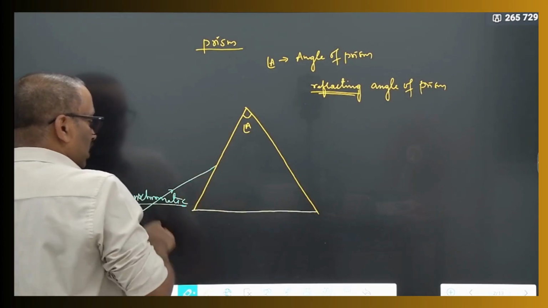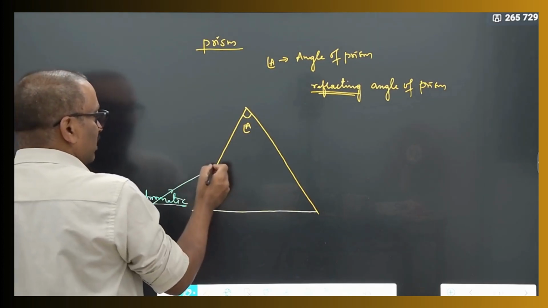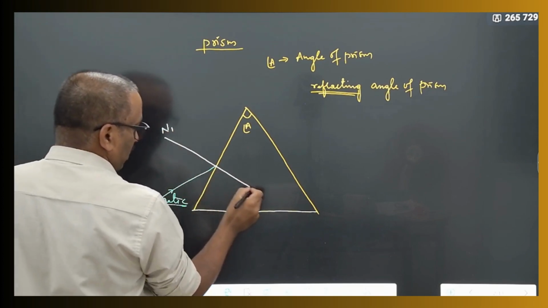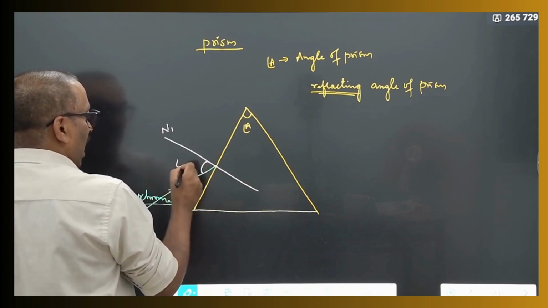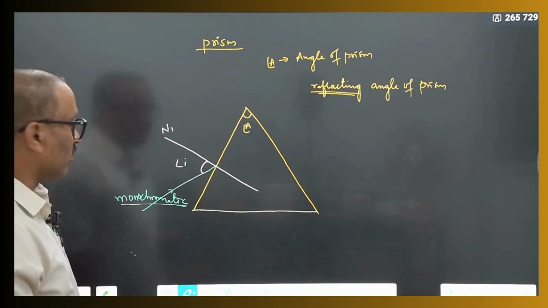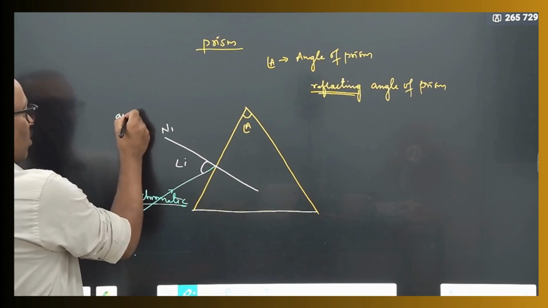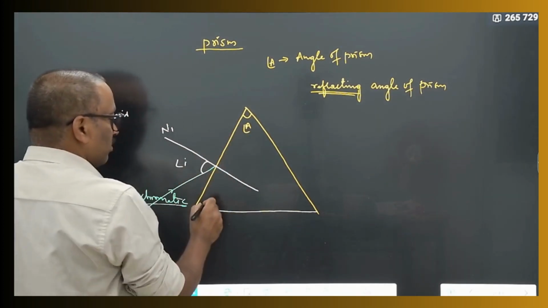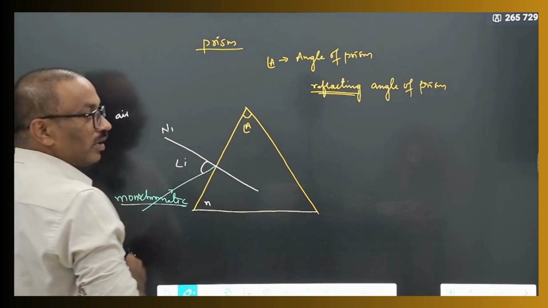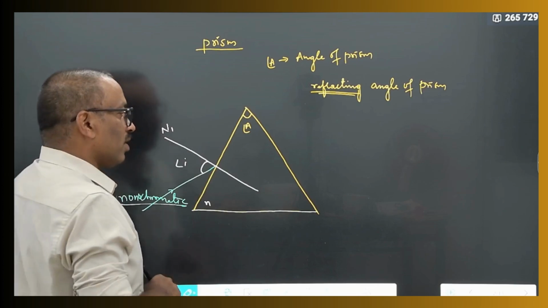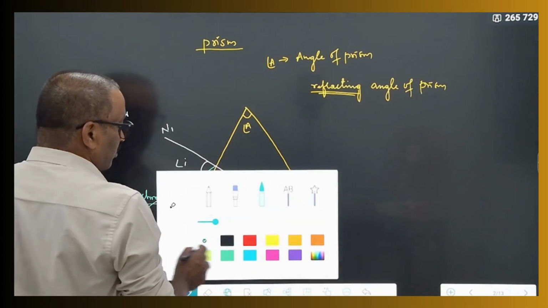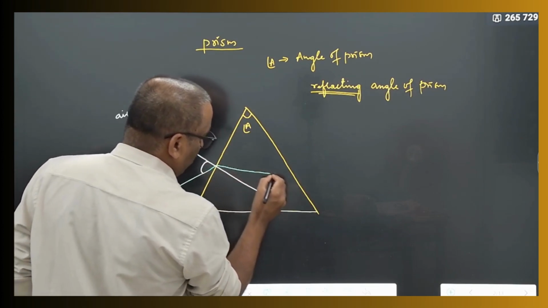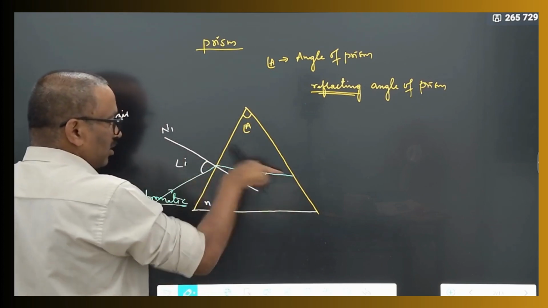Now this is your incident ray. For an incident ray you must draw a normal here. This is your first normal, and this is your angle of incidence. It is traveling from air or vacuum, the rarer medium, and entering into an optically denser medium. When a light ray enters the denser medium, it bends toward the normal. So like this it will be your refracted ray.